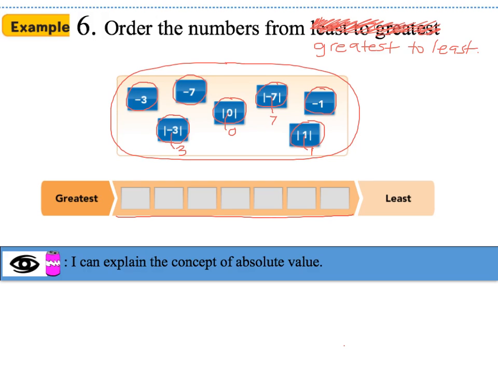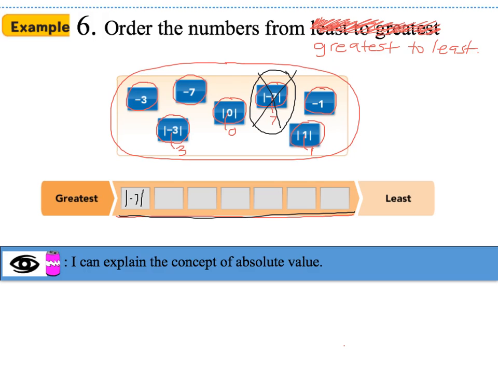So our job now is to look at these tiles and place them in the correct order down here. And I'm going to look for the greatest number. If I look through these tiles, the greatest number I see would have to be 7. But the original tile said the absolute value of -7, so I'm going to write whatever the original tile said. So the absolute value of -7 would be the greatest value so far. I'm going to cross it out so I don't use it again.